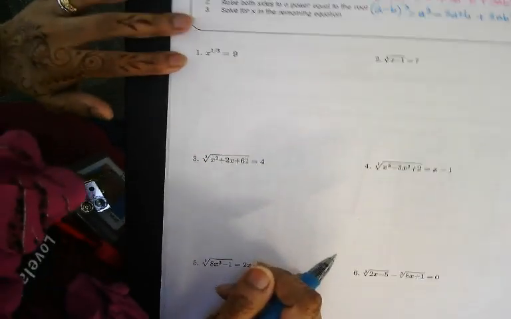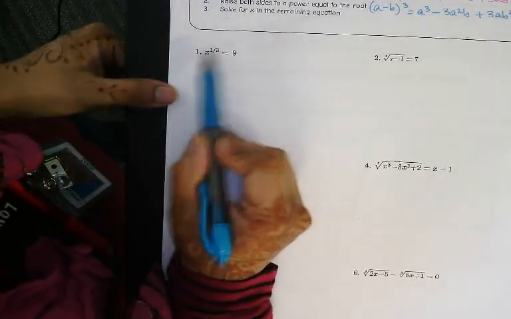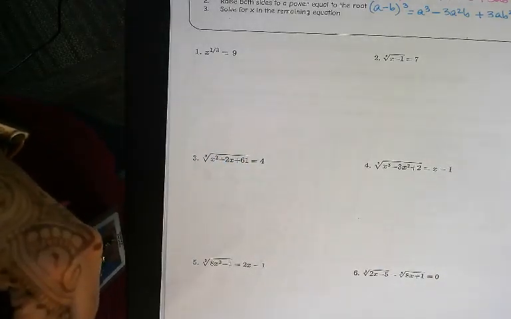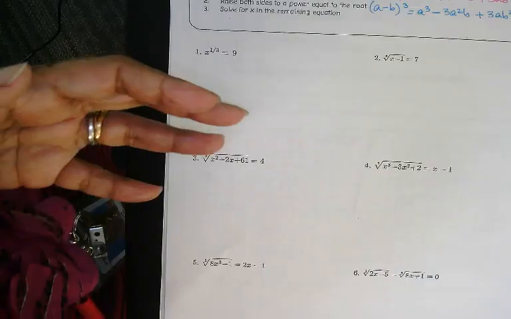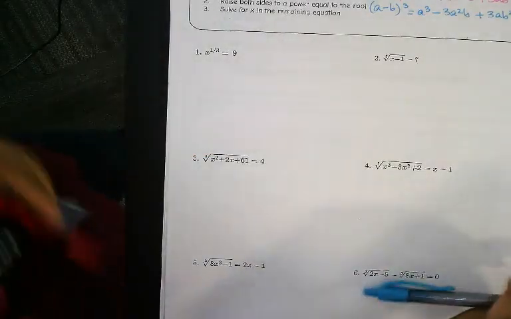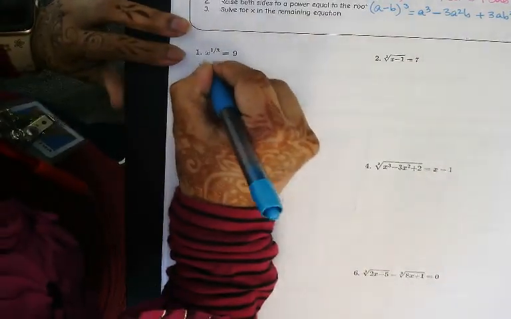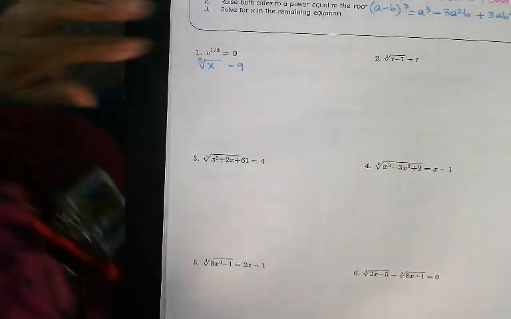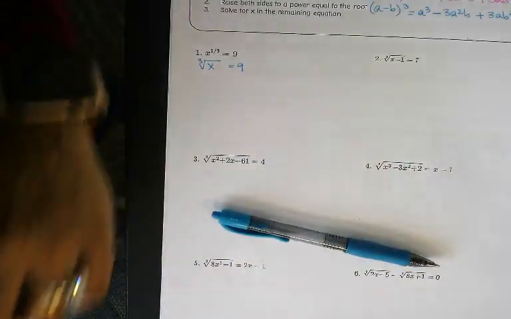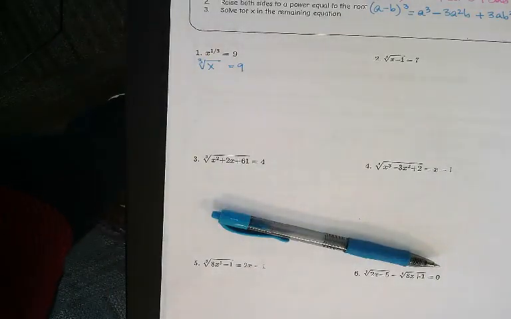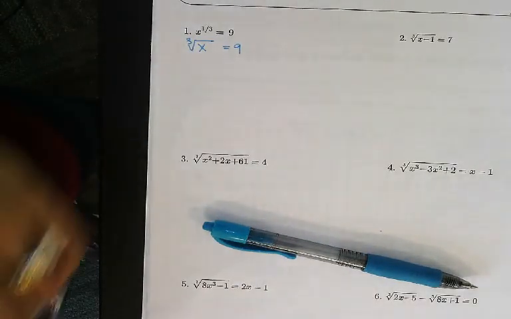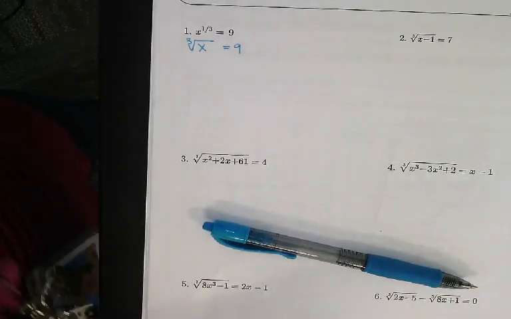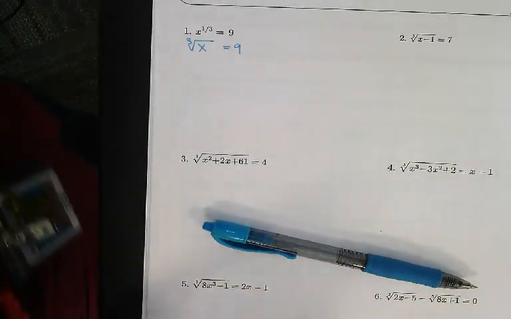Okay, let's look at number 1. Over here, the power is 1/3. When we have 1/2, what is that radical? Square root. If you have 1/3, it's going to be cube root. Great. Let's do the cube root. So cube root of x is going to be equal to 9. Is my radical alone by itself on one side? The radical term, is it alone? Yes. All right, so we have to get rid of it. How can I do it?